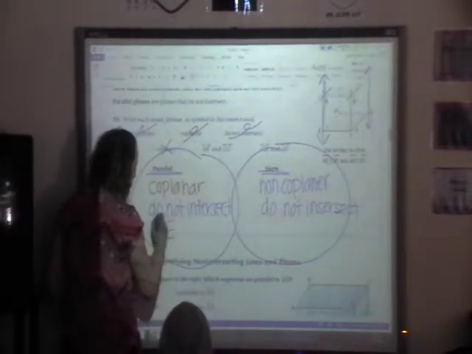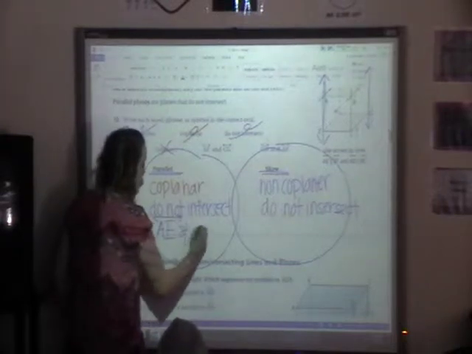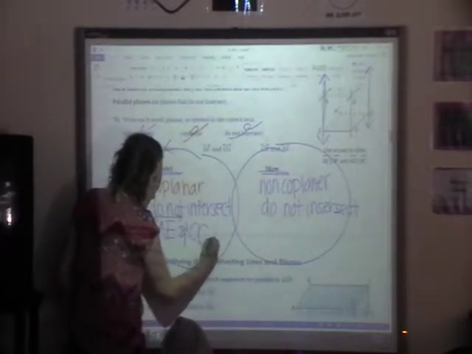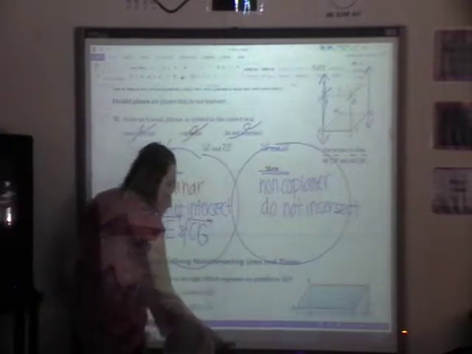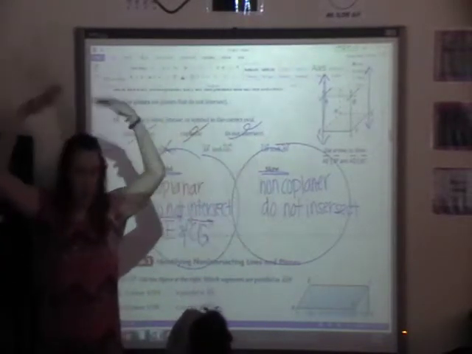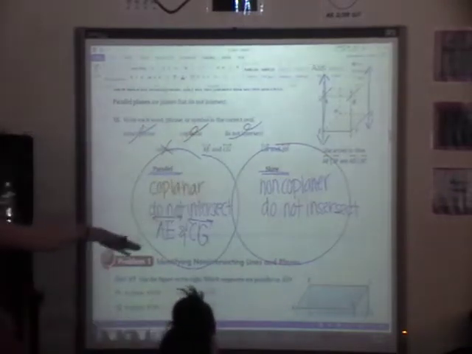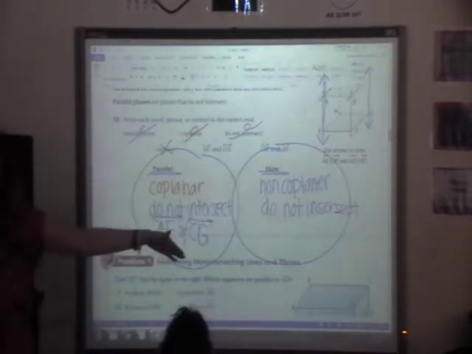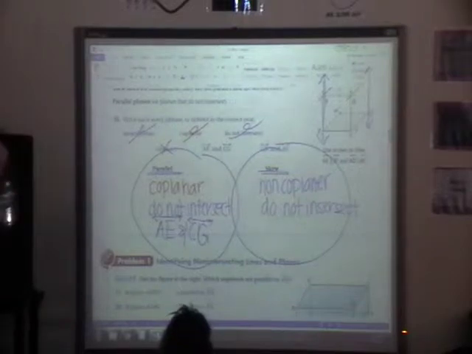So AE and CG. And the reason why we draw arrows at the tippy top is meaning that those lines go on forever in both directions. If it was a segment, like it stopped, it would just be a repeating bar.